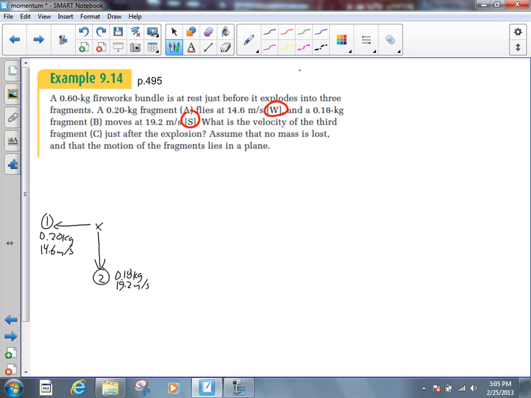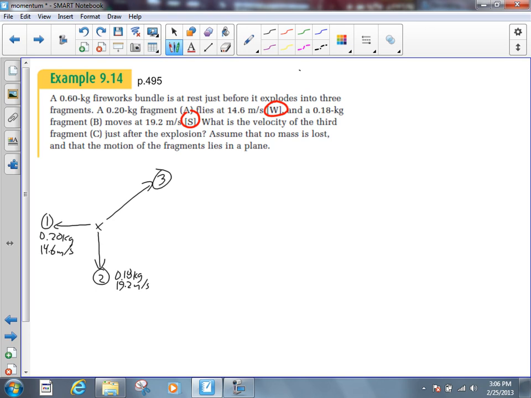There's a third piece. Where does that third piece go? Roughly, at least, where does that third piece go? Justina? Good, up and to the right. We know it's going to go up and to the right because the initial momentum was 0, the final momentum has to be 0. If we have a momentum to the left after the explosion, then we must have a momentum to the right to balance it. If we have a momentum downward after the explosion, then we must have a momentum upward to balance it.